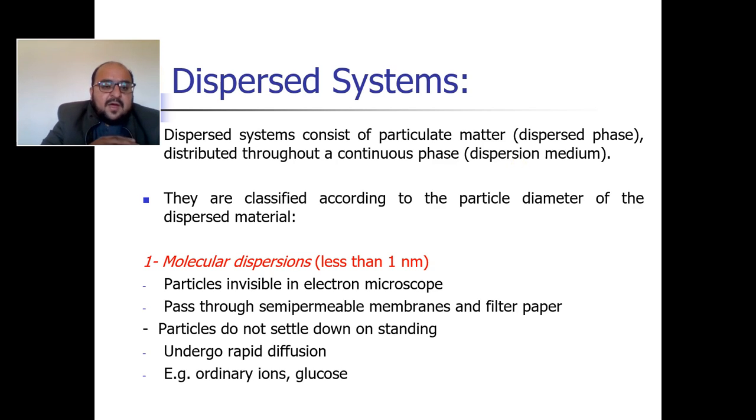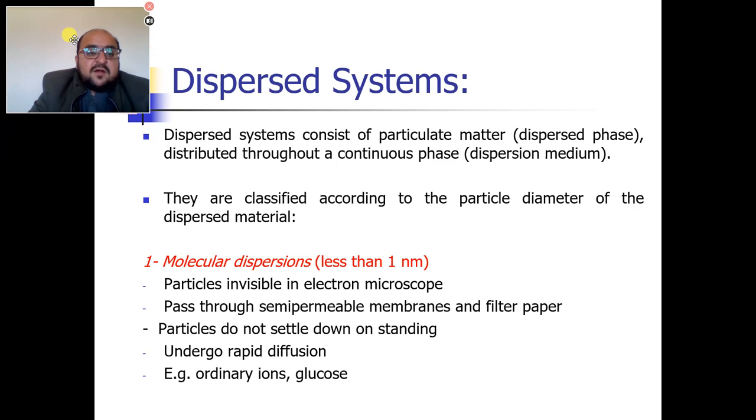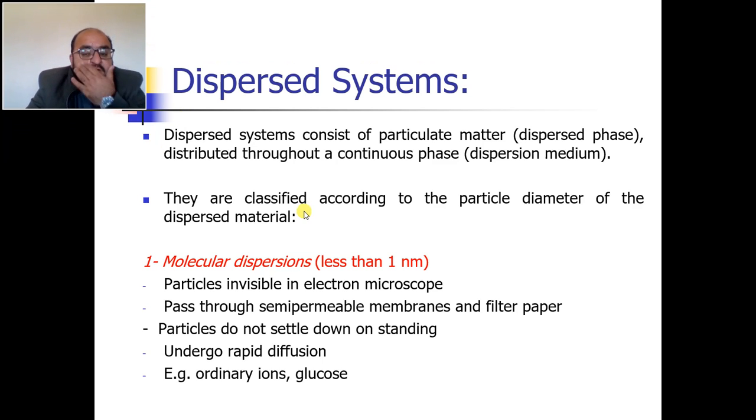If we compare the concentration of the dispersed phase with the dispersion medium, the concentration of the dispersed phase will be less as compared to the dispersion medium. They are classified according to the particle diameter, on the basis of the particle diameter of the dispersed material. Let's come toward molecular dispersion.